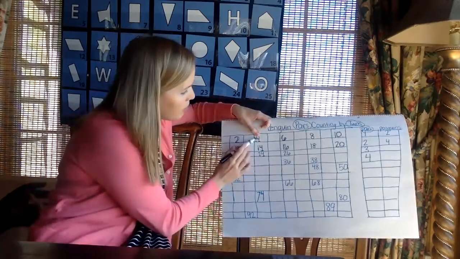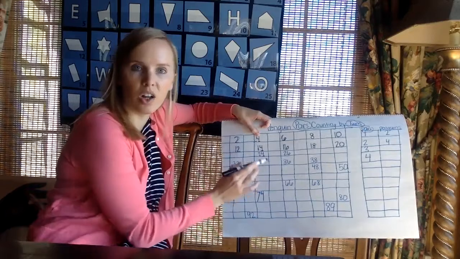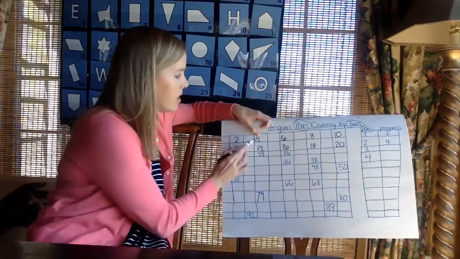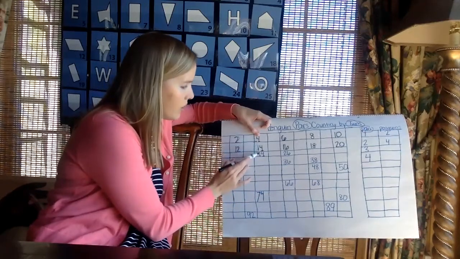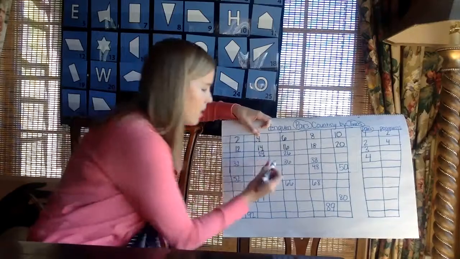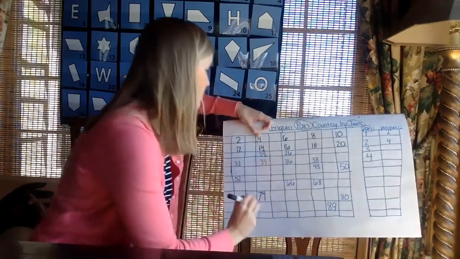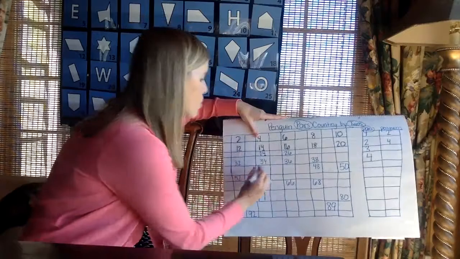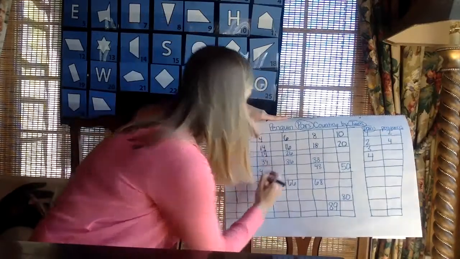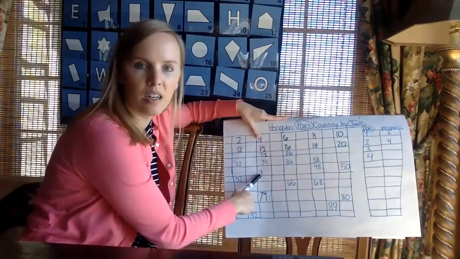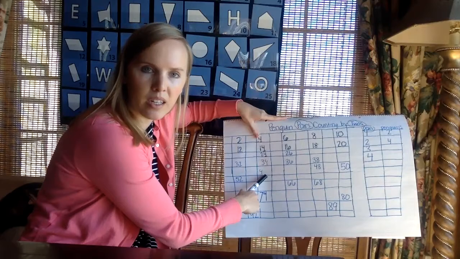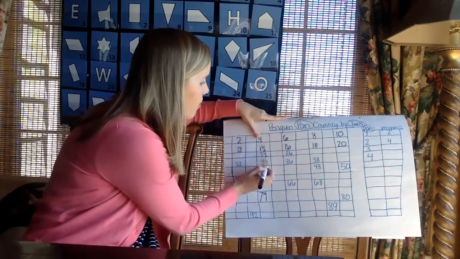But this number goes up by 1 all the way down because we're counting by tens. So 0, 1, 2. So next it would be 3, 34. 1, 2, 3, 4 in the tens place. What's in the ones place? Oh, that's right, 4.